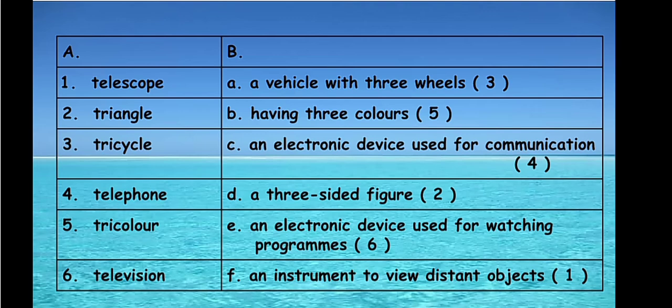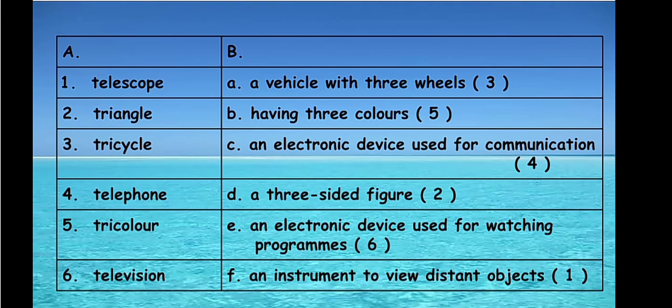Okay, we have the prefixes tele and tri. Tele means far off. Tri means three. Let's look at the meanings given on the right side. A, a vehicle with 3 wheels. B, having 3 colors. C, an electronic device used for communication. D, a 3-sided figure. E, an electronic device used for watching programs. And F, an instrument to view distant objects. The first one is already done for you. The meaning of telescope is an instrument to view distant objects. Distant means far.